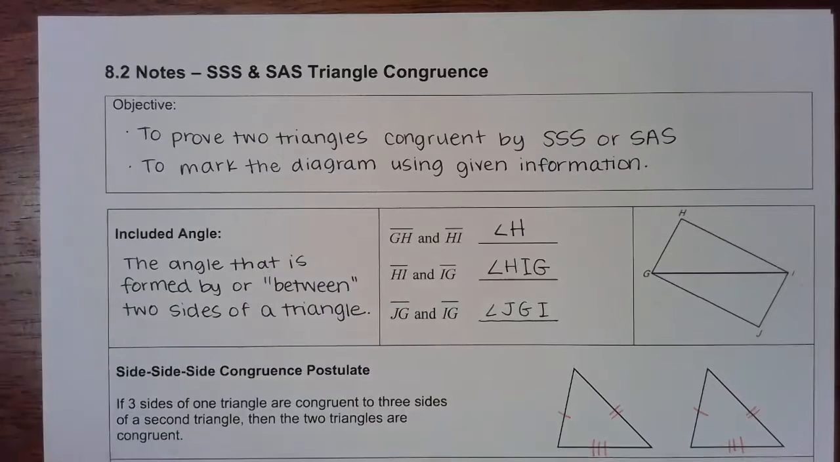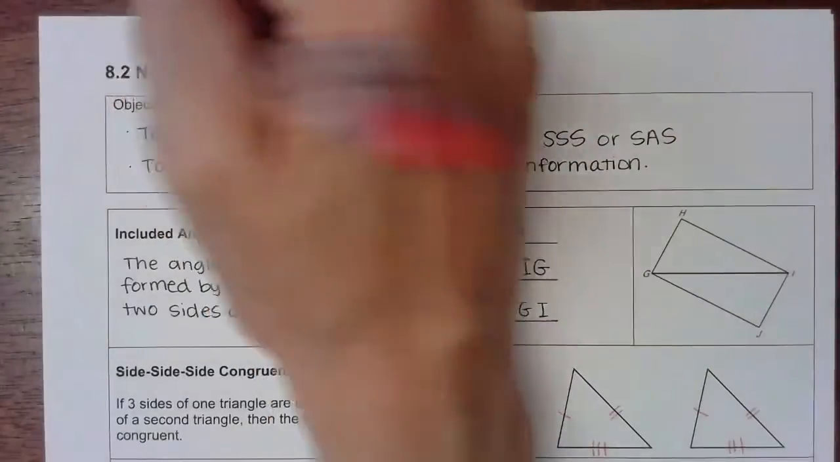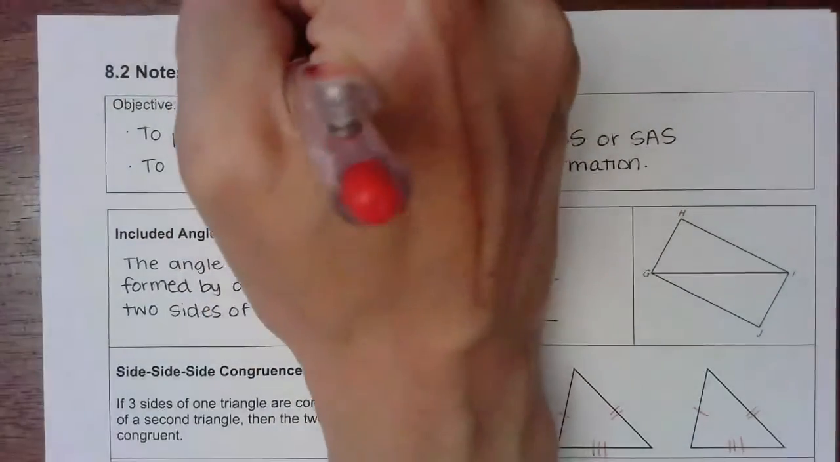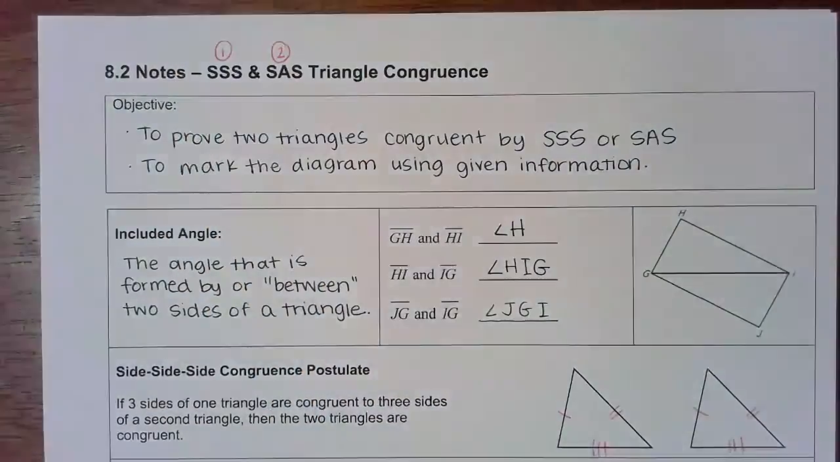In section 8.2, we begin to look at the first two. The first one's called SSS, and the second one is called SAS. There are going to be 5 total, but these are the first two congruence theorems that let us prove that triangles are congruent without necessarily having all of the information about the triangles known to start.